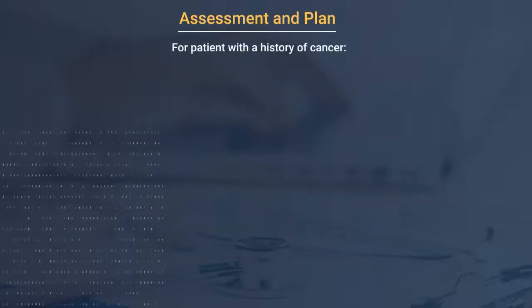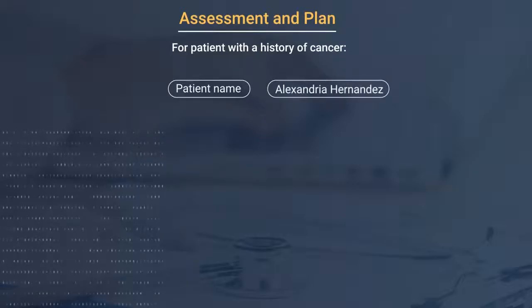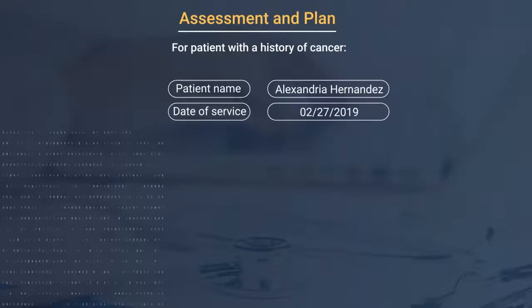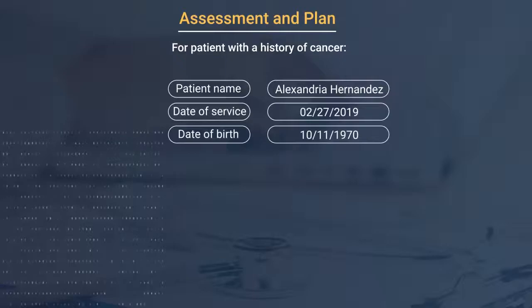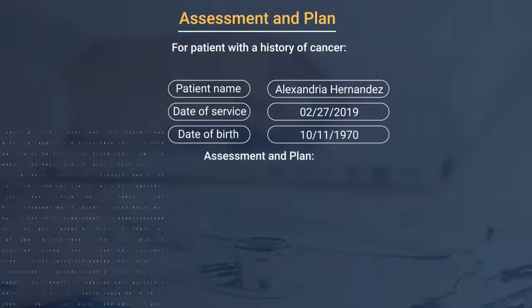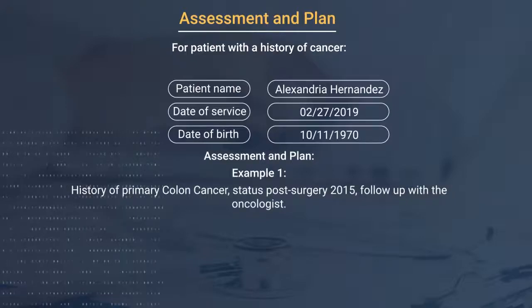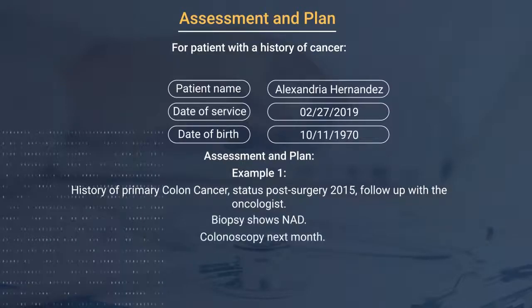For a patient with a history of cancer. Patient name: Alexandria Hernandez. Date of service: February 27, 2019. Date of birth: October 11, 1970. Assessment and plan. Example 1. History of primary colon cancer, status post-surgery 2015, follow-up with the oncologist. Biopsy shows NAD. Colonoscopy next month.